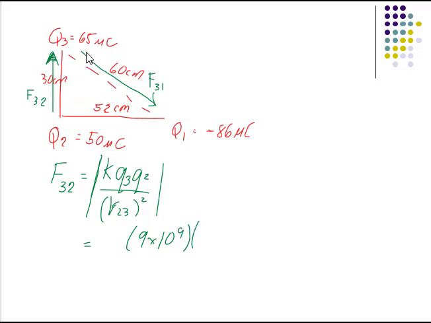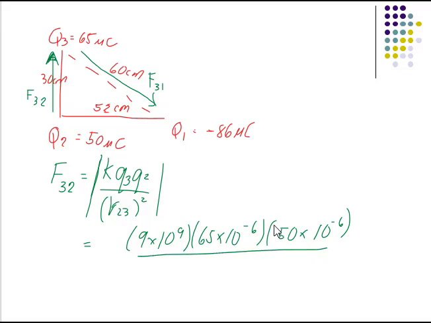Our Q3 is 65 microcoulomb, so that's 65 times 10 to negative 6 coulombs. And then you have here Q2 is 50 microcoulomb also, so that is 50 times 10 to negative 6. Okay, divided by the distance between 2 and 3, that's along y, that's 30 centimeters, so it becomes 0.3 meters. You have here 0.3 meters squared.